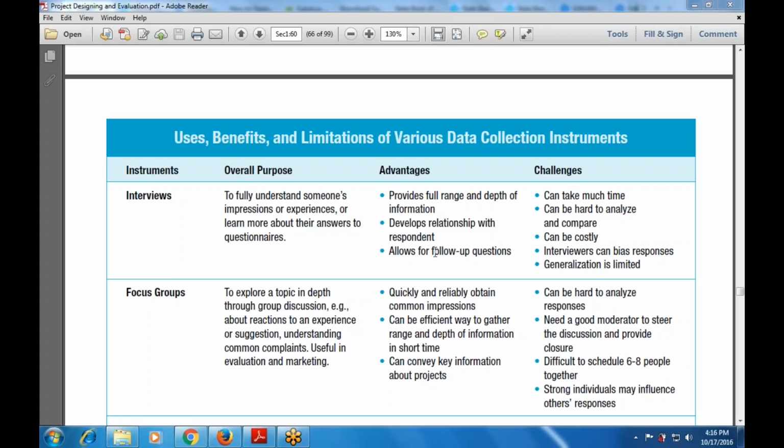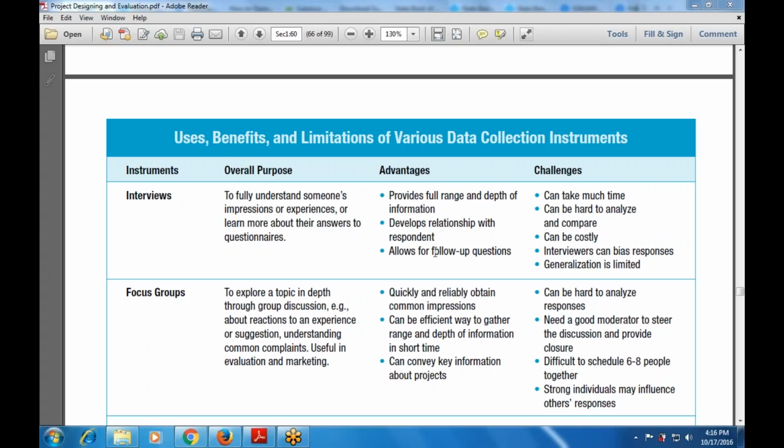Then interviewers can bias the responses. Whatever the responses are, they can be biased by the interviewer. So the interviewer can introduce bias with the interviewee. It depends on the interviewer and the interviewee. Then generalization is also limited. Generalization in the sense that there is no generalization that is carried out, so generalization is very limited.